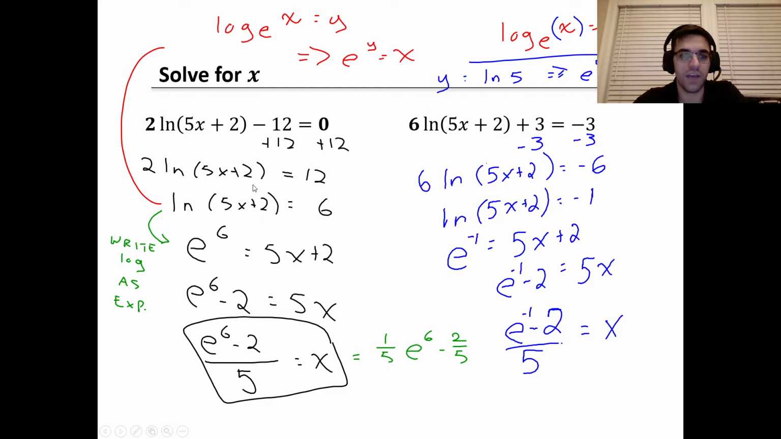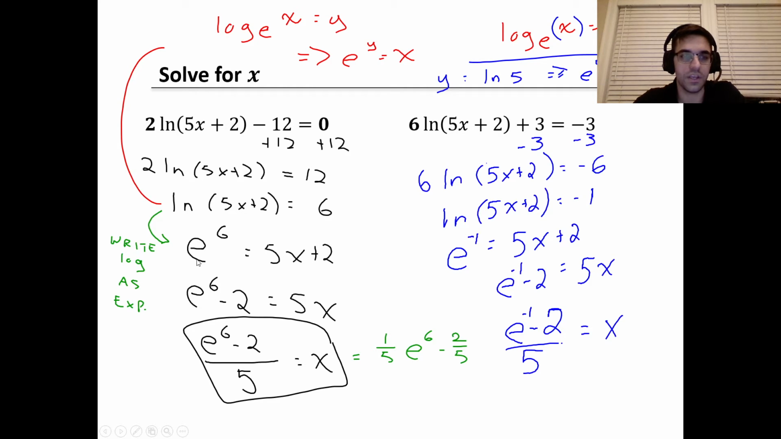So now that I have the natural log function by itself, because the x value is inside the natural log function and I want to get it out, I'm going to rewrite this log function as an exponential function. The natural log is just log base e, and then of some x equals y. So instead of x, we have 5x plus 2, and instead of y, we have 6. So I'm going to rewrite this as e to the power of 6 is equal to 5x plus 2.